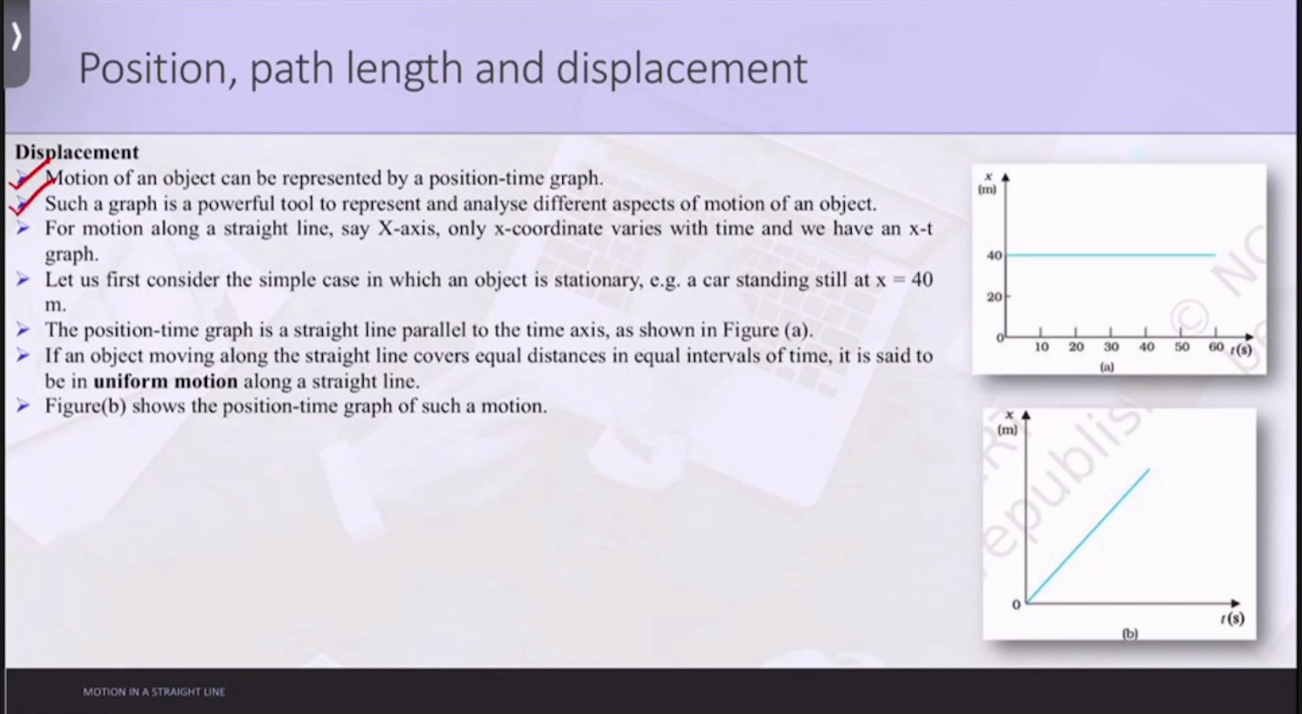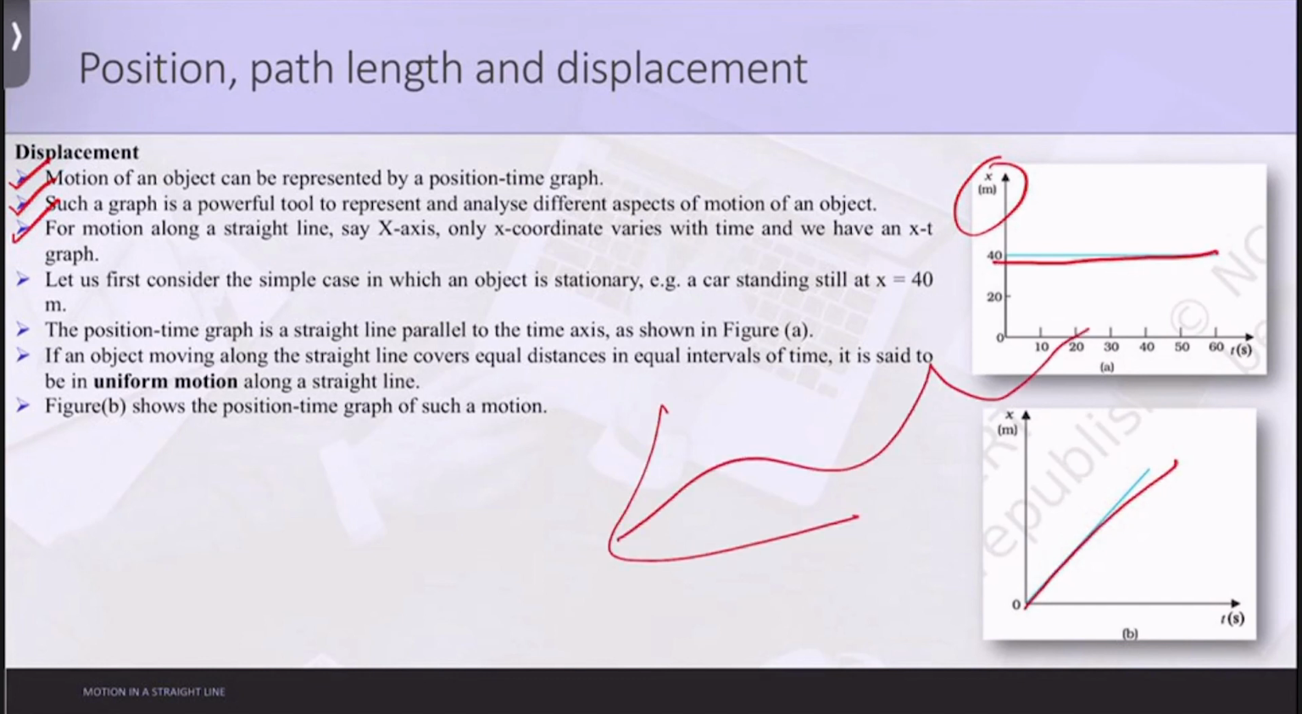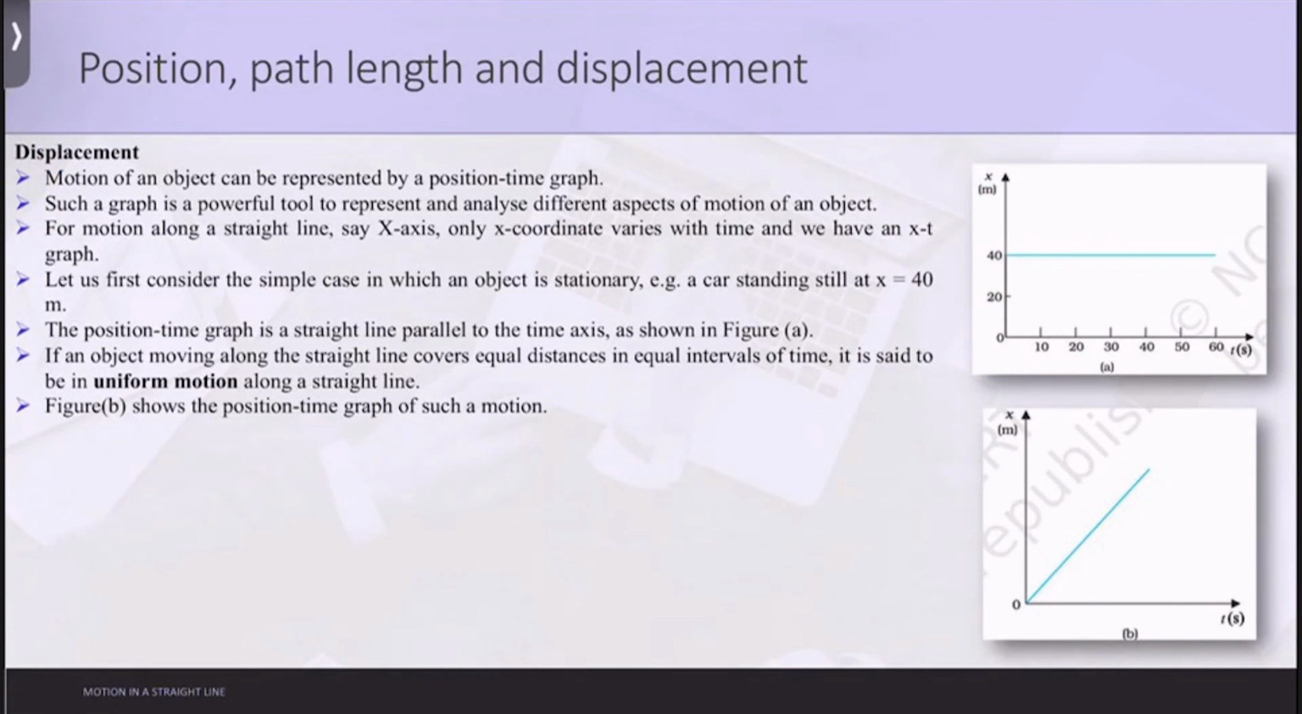So what are these different aspects? For motion along a straight line, say x-axis, only x coordinate varies with time and we have an xt graph. Quite evident, because only x will vary, we don't require even y or z axis. Let's say we are moving along the x-axis, then only x coordinate will vary. It can vary like this, or like this, or even like this. Anything can happen.